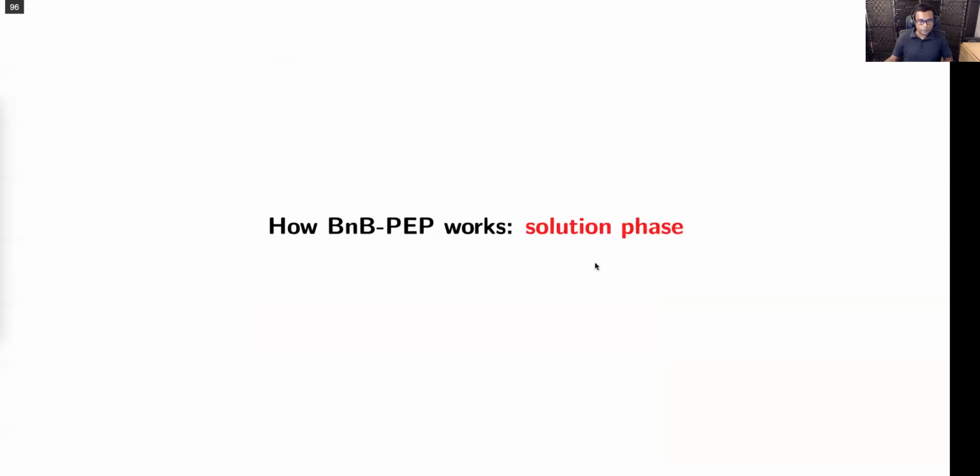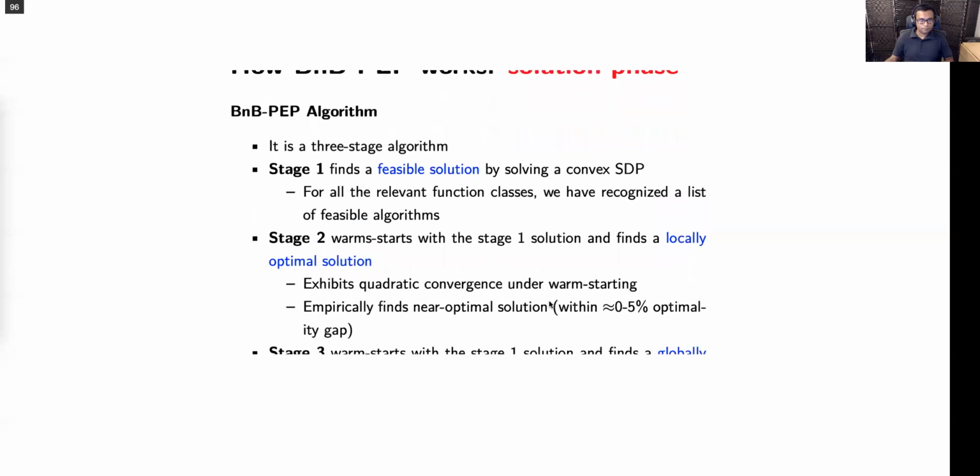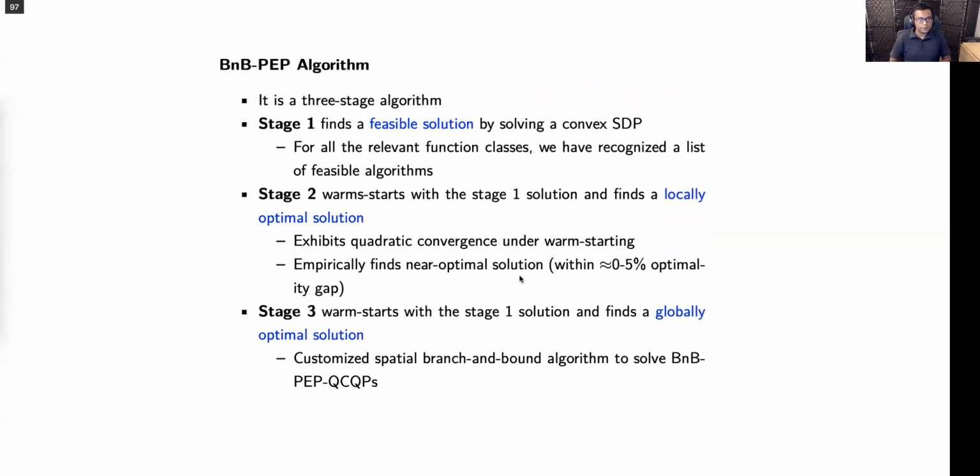So now let's talk about how BnB-PEP works in terms of the solution phase. We have done the formulation. For a specific example, we argued that in the end, as for all other setups too, it is going to look structurally the same, hence the name BnB-PEP QCQP. So now let's discuss how BnB-PEP will work in terms of solving the BnB-PEP QCQPs. To that goal, we propose the BnB-PEP algorithm and its implementation. You can find it in our open-source Julia code.